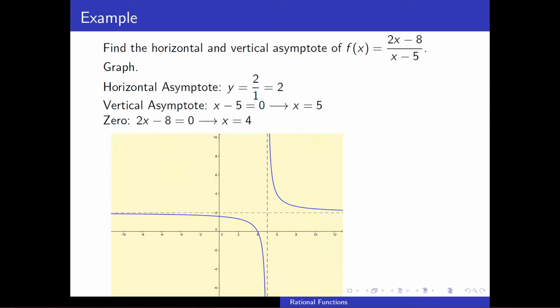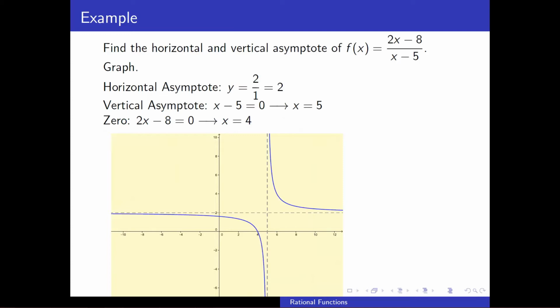Here's an example. Find the horizontal and vertical asymptote of f(x) equals (2x minus 8) over (x minus 5). Then graph the function. To start with, we want the horizontal asymptote. To find it, you look at the degree of the numerator and the degree of the denominator. Both degrees are 1, since the highest power in each of those is x to the first power.